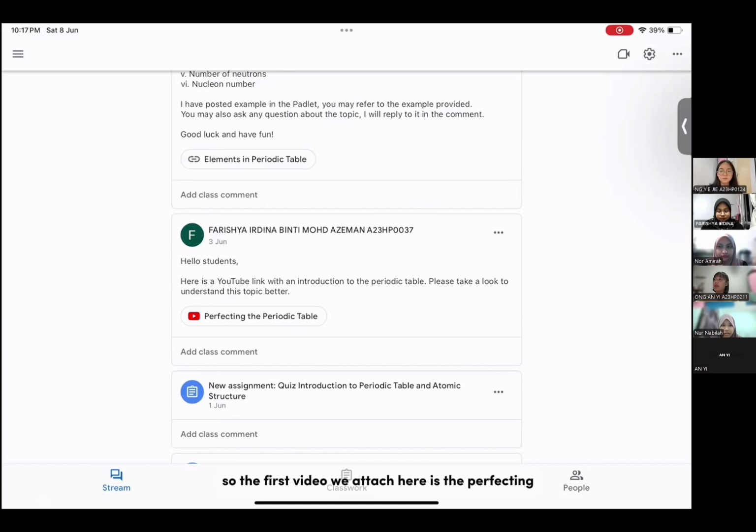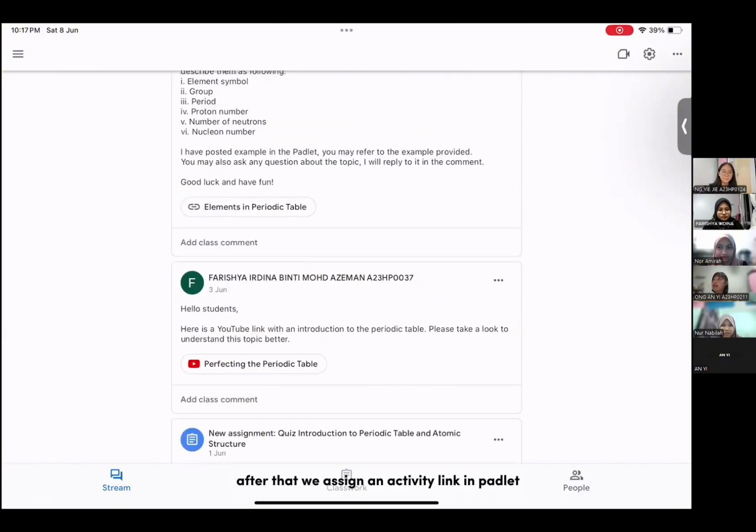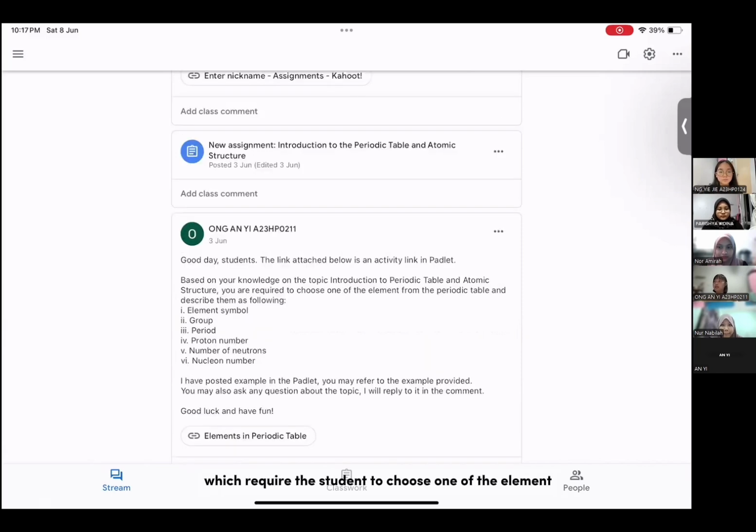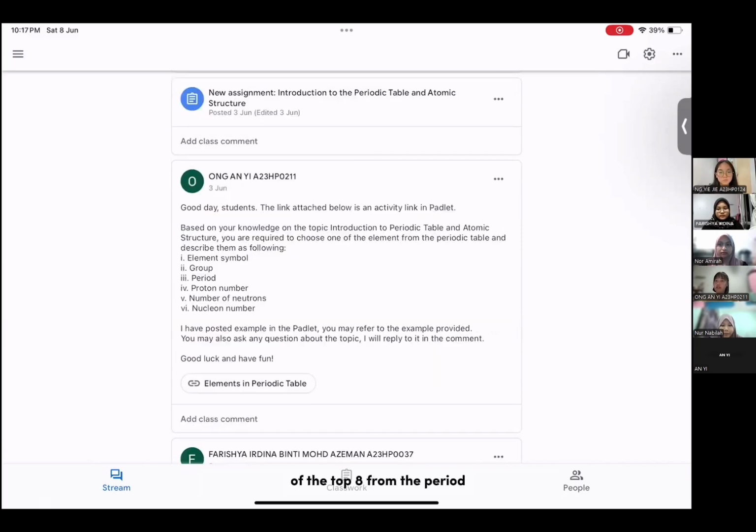The first video we attached is Perfecting the Periodic Table, which is an introduction to the periodic table. After that, we assigned an activity link in Padlet, which requires students to choose one of the elements from the periodic table and describe it by its symbol, group, period, proton number, number of neutrons, as well as nucleon number.